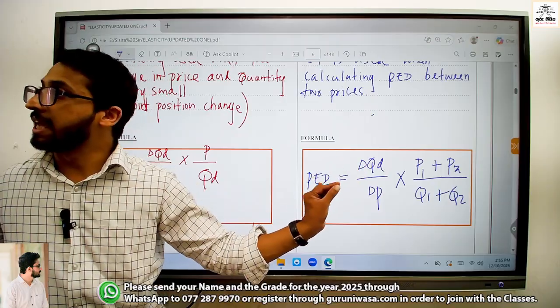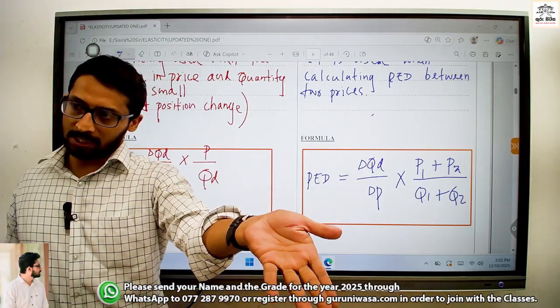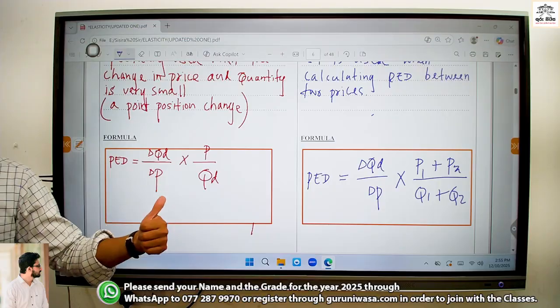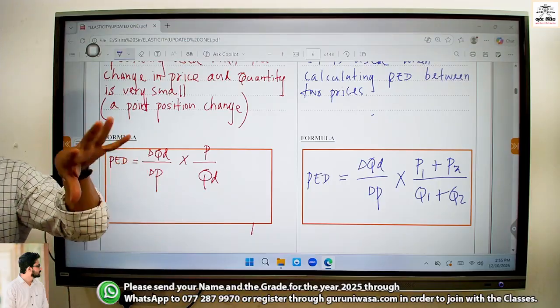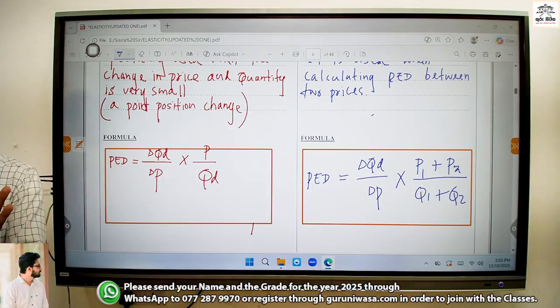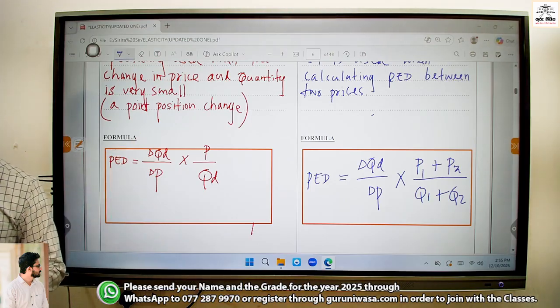If the percentage change in price is more than 10%, we have to use the first equation, arc. If the percentage change in price is less than 10%, or the change is minimal, very small, we use the point equation. You get the point, Lamai?